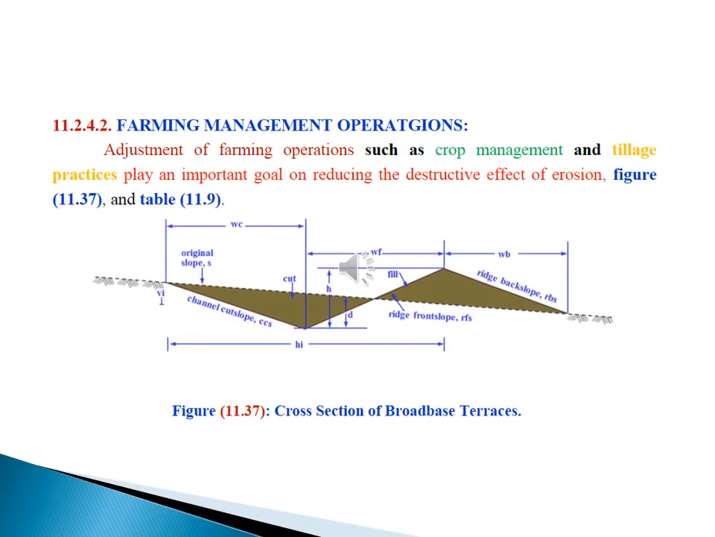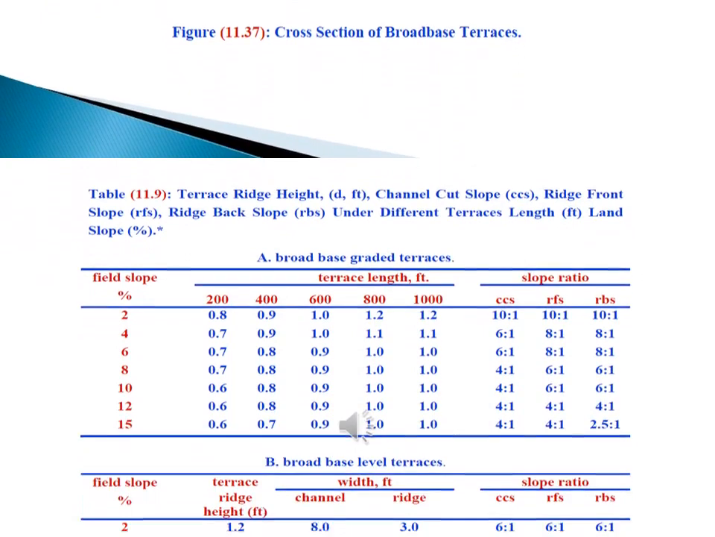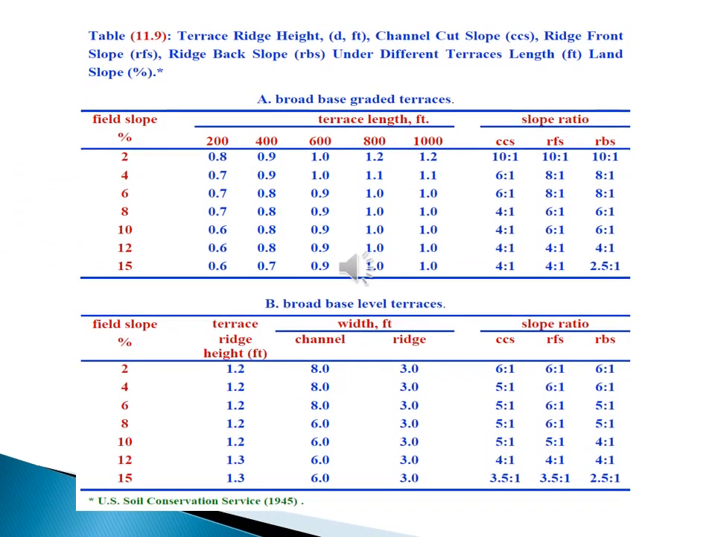Look, my dear, adjustment of farming management operations such as crop management and terrace breaks plays an important role in reducing the destructive effect of erosion, as shown in the enclosed figure and table. Table showing terrace ridge height, channel cut slope, ridge front slope, ridge back slope, under different terrace lengths and slopes.